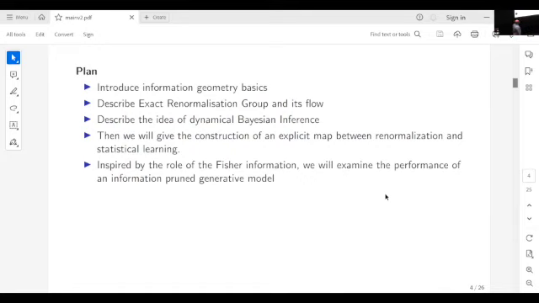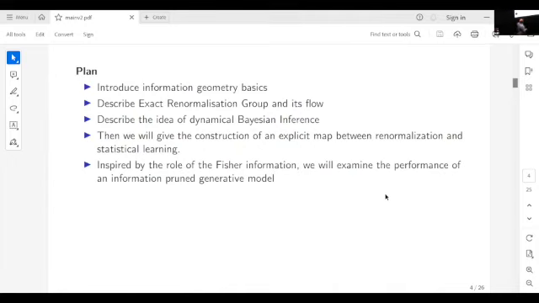So for this talk, I'll introduce some information geometry basics. You've heard a lot of it before already this afternoon, but why don't I do it anyway? I'll describe exact RG and its flow, because you've not heard enough of that. When can you ever hear enough of that? And then perhaps new for this afternoon will be the idea of dynamical Bayesian inference.